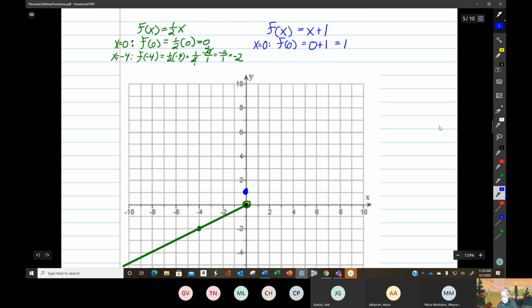And then I can choose any number I want to the right. I could choose 1,000,000 if I wanted to, but I might have trouble graphing it. So I would say, what would happen if I choose x equals 4? That means I put a 4 in for x. 4 plus 1 equals 5. So if x is 4, y is 5. And then I draw my line.